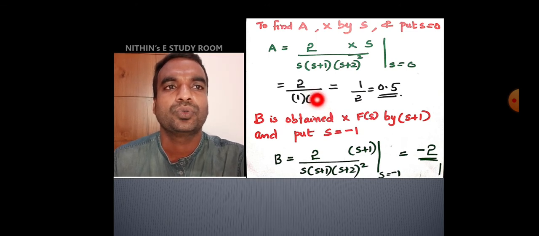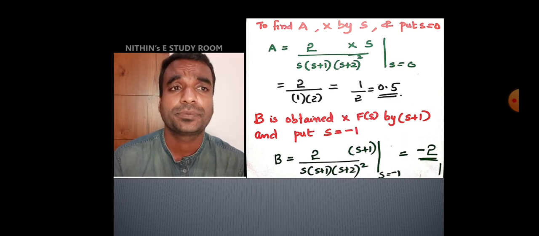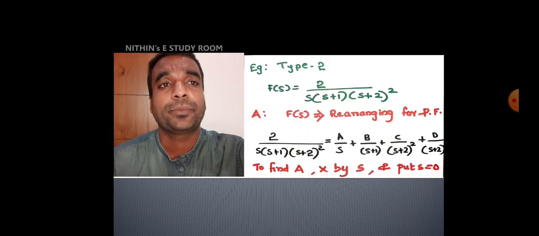Actually, this is not 2, this is 2 square. I'm sorry, please write a square here. So 2 by 4, that is equal to 1 by 2, that is equal to 0.5. And b is obtained by the same method, multiply f of s with the denominator of b.